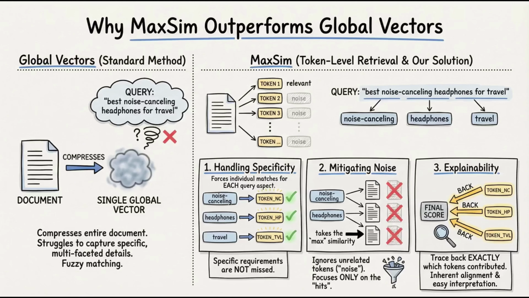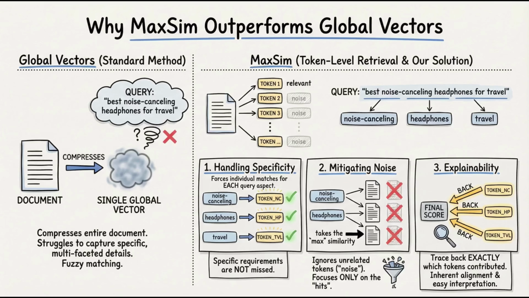Why does MaxSim outperform traditional global vector methods? To understand this, first think about how standard retrieval works. Most models compress an entire document into one single vector. That works for broad topics, but it often struggles with complex queries that need specific, multifaceted answers. That's where MaxSim changes the game.